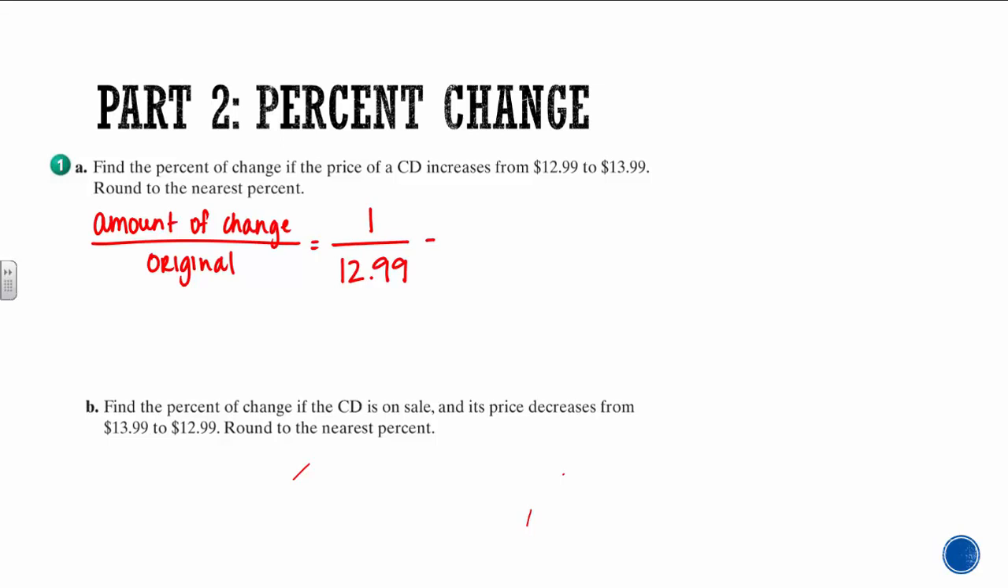we end up with 0.07698, and then it goes on and on. Remember, we want to round this to the nearest percent, so move the decimal over twice. This would be like 7.6%, 7.7% actually. So that's about an 8% increase.